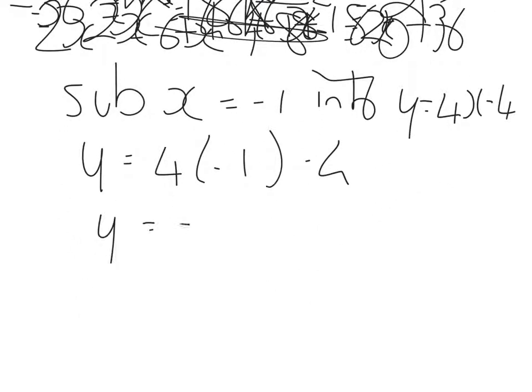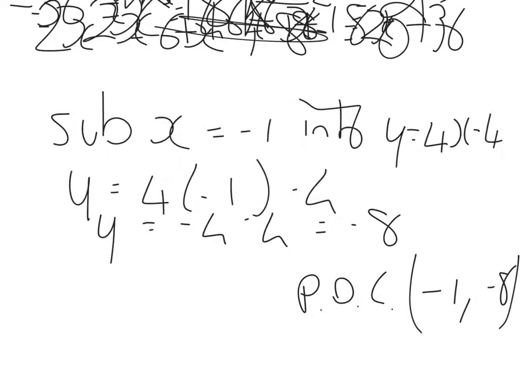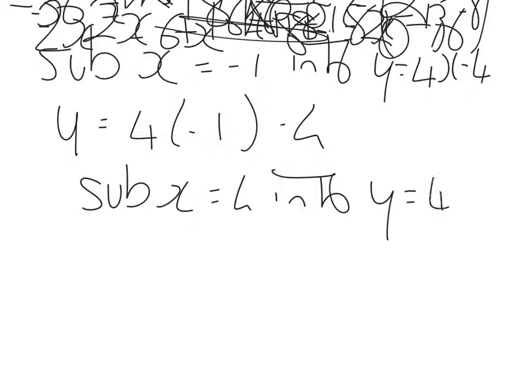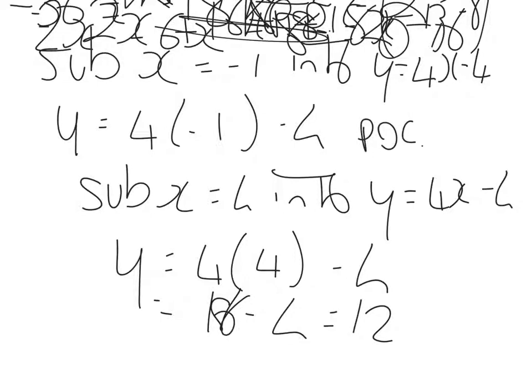And that will be minus 4 minus 4, which is minus 8. So the first point of contact will be (-1, -8). I'm then going to sub in my second x coordinate, which is x equals 4. So that will be y equals 4 lots of 4 minus 4. That's 16 minus 4, which is 12. And the second point of contact then will be (4, 12).